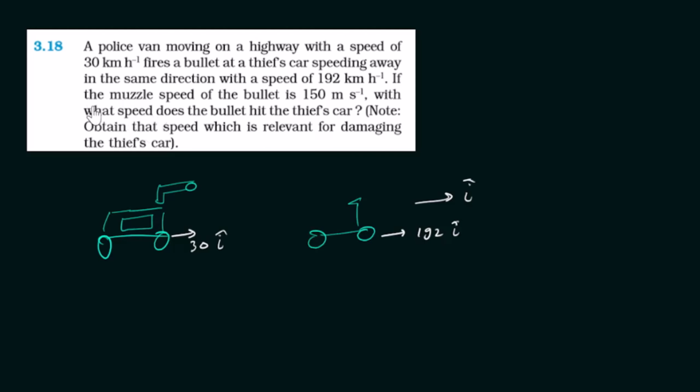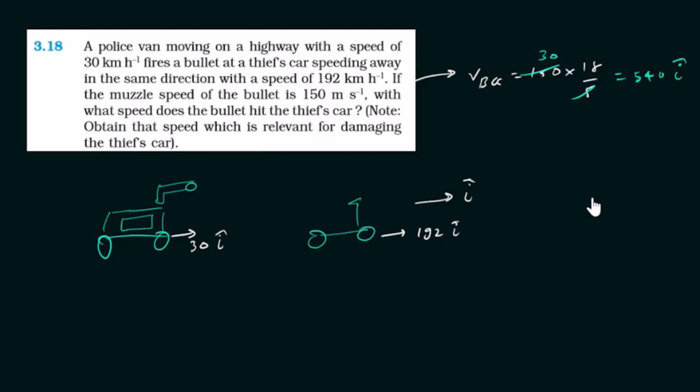Here we are being told the muzzle speed of the bullet is 150 meter per second. Let us convert it into kilometer per hour so our calculation will be easier. So velocity of bullet with respect to ground is 150 meter per second. Multiply it with 18 upon 5. So 5 into 30 is 150, 30 into 18 will be 540 I cap. So 540 kilometer per hour.